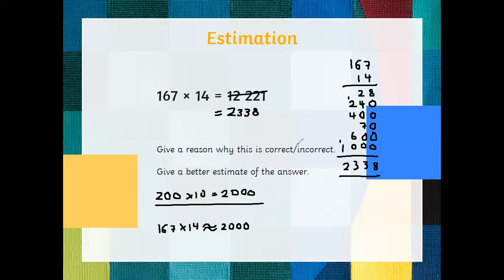So let's just run through this question quickly again. It gave us this equation here, and then it said, is this correct or incorrect? And it was incorrect. And then we proved it using the long multiplication method, and we got 2,338 as the answer. And then we wrote it there. And then to estimate it, we rounded both of these to one significant figure, 167 and 14. So 167 goes to 200, and 14 is rounded down to 10. And when you multiply that out, you get 2,000.